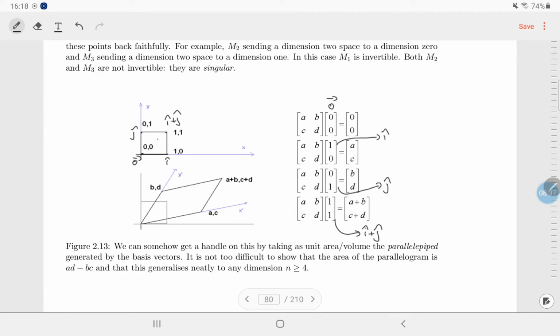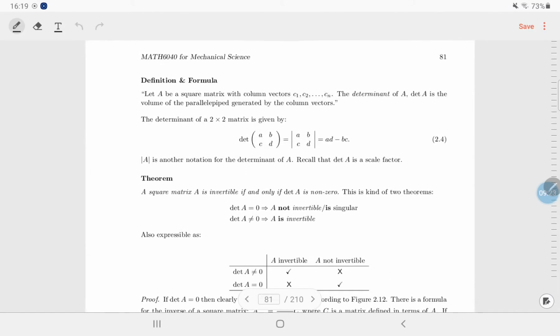And what's the area of this? The area of this is 1. And so if you take a matrix A, B, C, D, now what you can show is that 0 is sent to 0, j is sent to (B, D), i is sent to (A, C), and i plus j is sent to (A plus B, C plus D). So we're saying that the determinant is the scale factor. So the area of this should be 1 times the determinant of, let's just call this M for matrix, 1 by the determinant of M. And you can show with a bit of work that the area of that parallelogram is AD minus BC. Right down diagonal minus left down diagonal. And you can generalize that, but it gets very difficult.